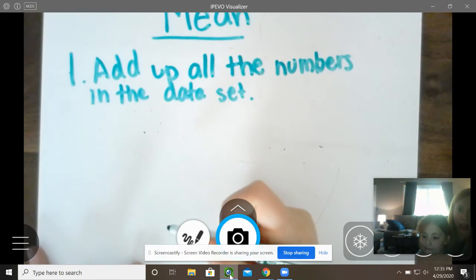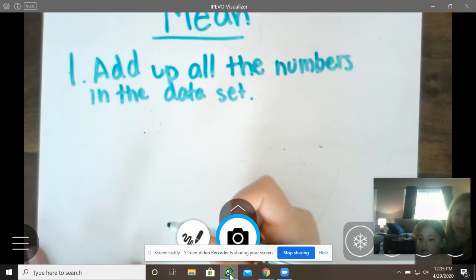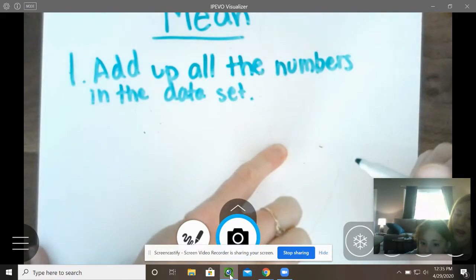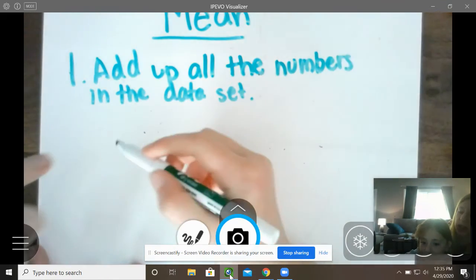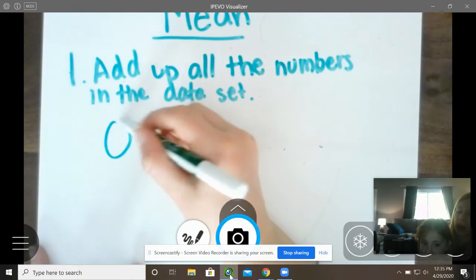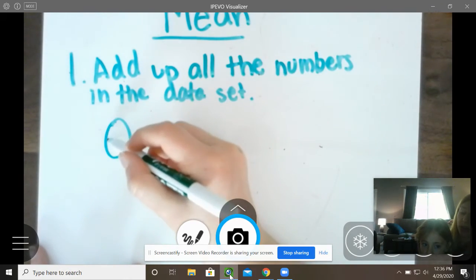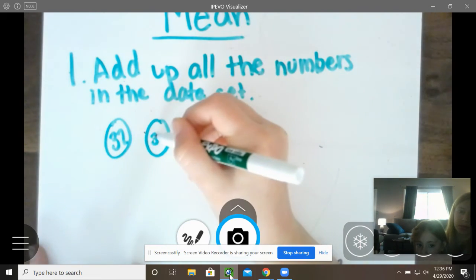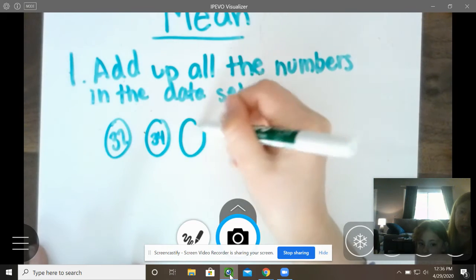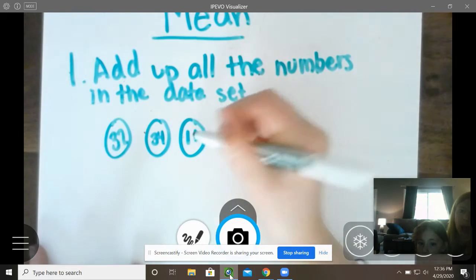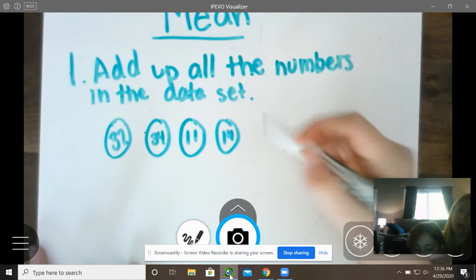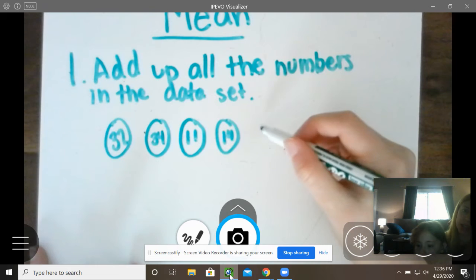Let's say that you have 5 people in your family. I'm going to list some numbers here that say their ages. You have one person who's 32, so you're going to write the number 32. One person who's 34. One person who is aged 11. One person who is age 14. And one person who's age 17.